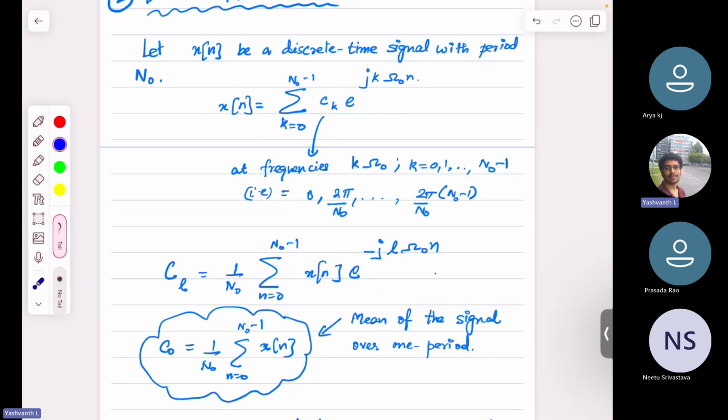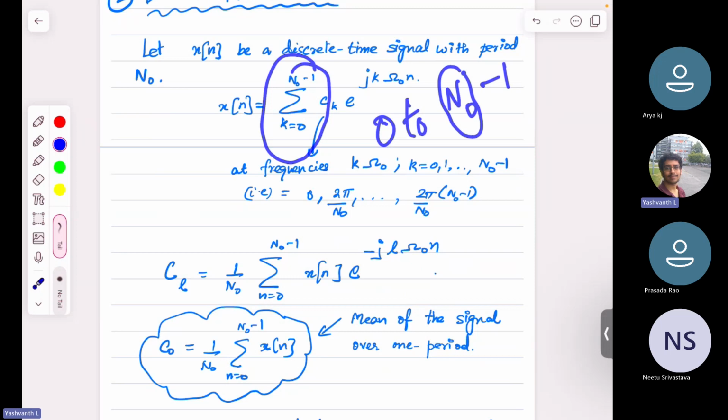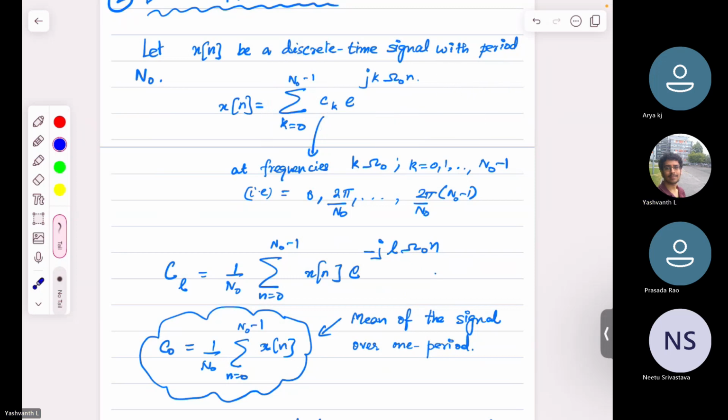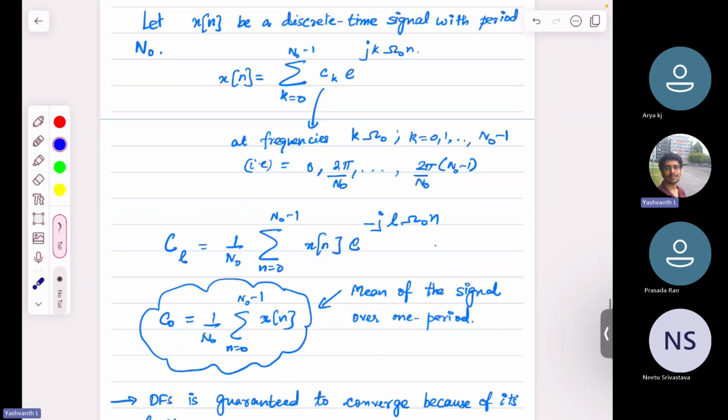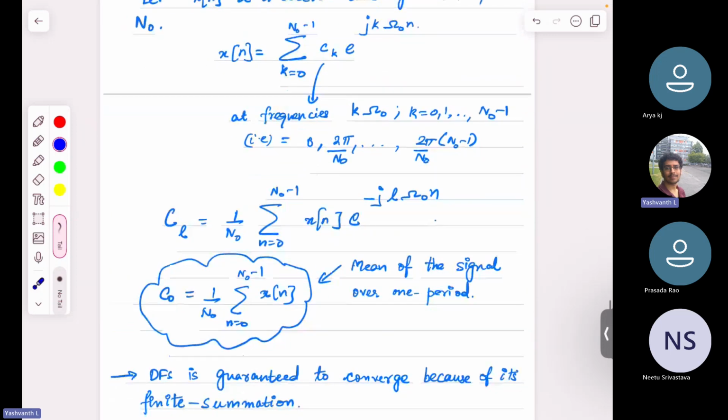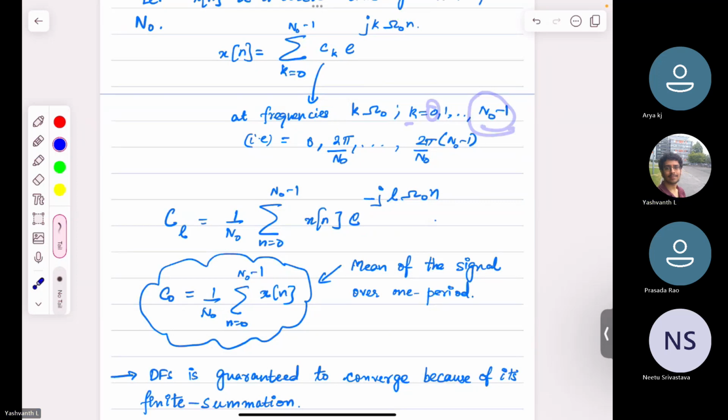One main difference between the discrete Fourier series and the continuous time Fourier series is that in continuous time Fourier series, this summation was an infinite summation. If you remember, we had k equal to minus infinity to plus infinity. But for a discrete Fourier series, it is a finite summation only from 0 to N naught minus 1, where N naught is the period of the signal x of n. Specifically, you define it with k omega naught, where k ranges from 0 to N naught minus 1. So this is basically your discrete Fourier series.